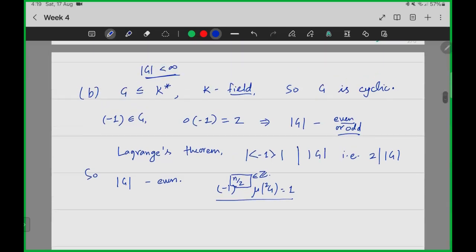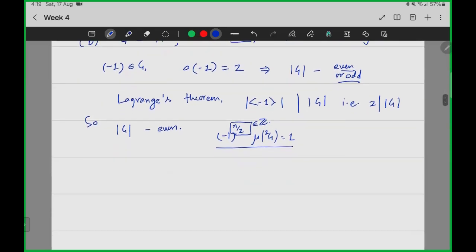Okay, so what we have to show, the claim, is to show that mu of G is -1.